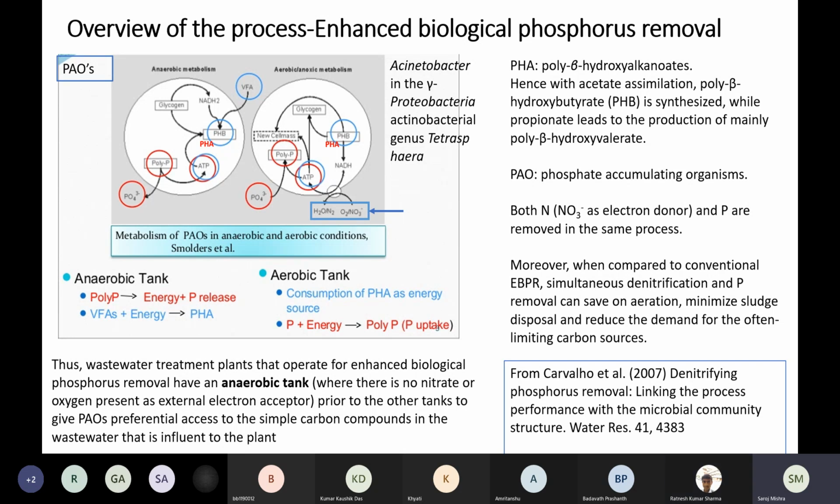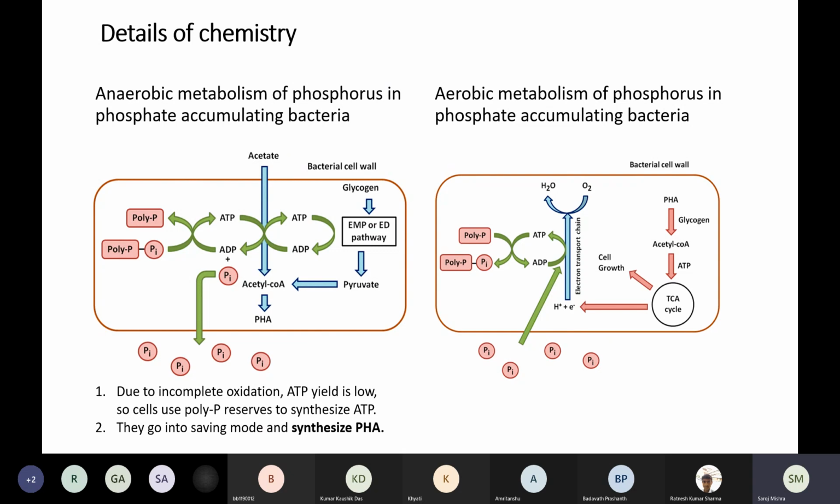Okay. So now, very quickly, we look at the chemistry. The overall process you looked at. Now we look at the chemistry in the anaerobic part. What you will see here is that oxygen is completely missing, and a volatile fatty acid, acetate, is given as an example. So acetate is taken up inside the cell.